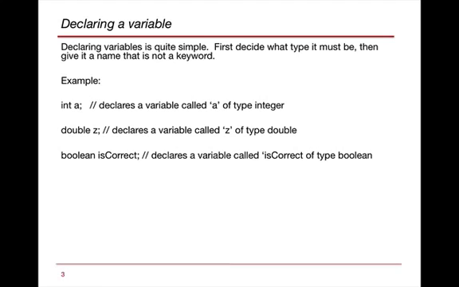So we can use int a, so that it declares a variable called a of type integer. You'll see me refer to it literally as that. When we ask, what does this particular line do? It declares a variable called a, which is of type integer. You see that here. And in this case, we have a variable called z, which is of type double. Another variant would be a variable called isCorrect, and you notice the capitalizations, which is of type Boolean.